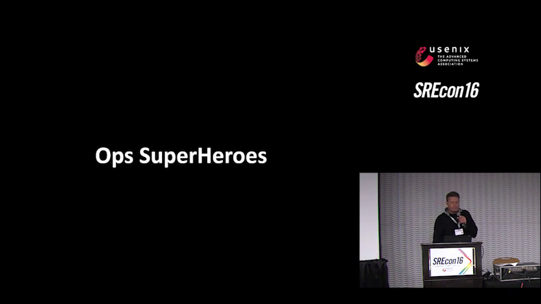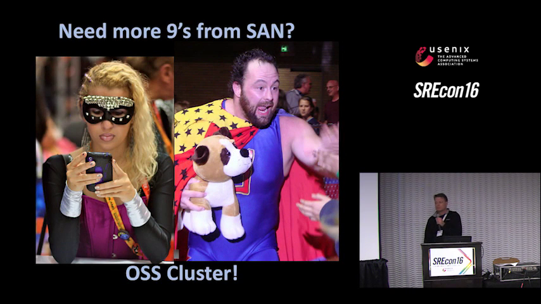So typically, our industry addresses that with ops superheroes, right? We need more nines from our SAN, so what we're going to do is buy another SAN, and then put OSS cluster software on top of it, and basically triple the number of failure points that we have, right?